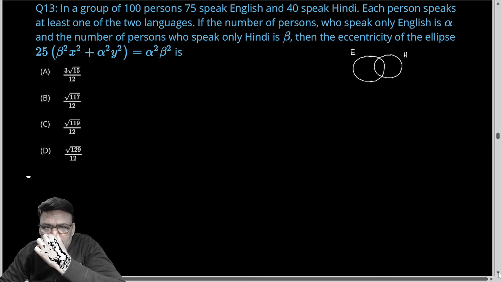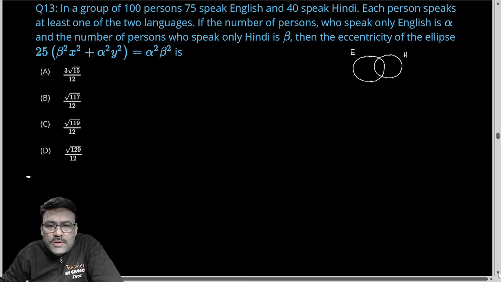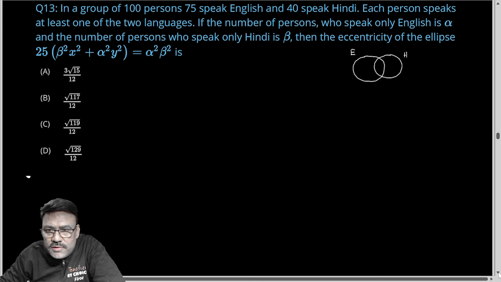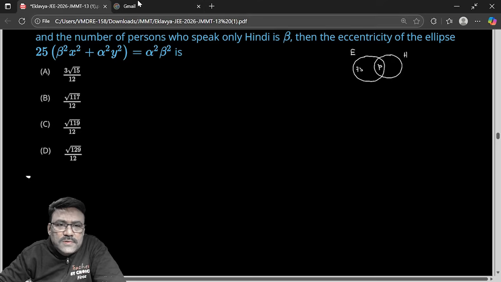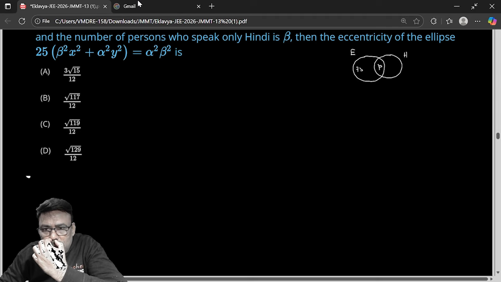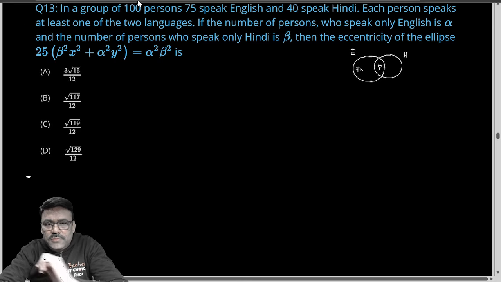And the union is 100 total, E union H. Now only English is alpha, and only Hindi is beta. I don't know what the intersection is here. So let's say this intersection is P here. So English is 75, so this will be 75 minus P. In fact, only English is given as, just a minute.